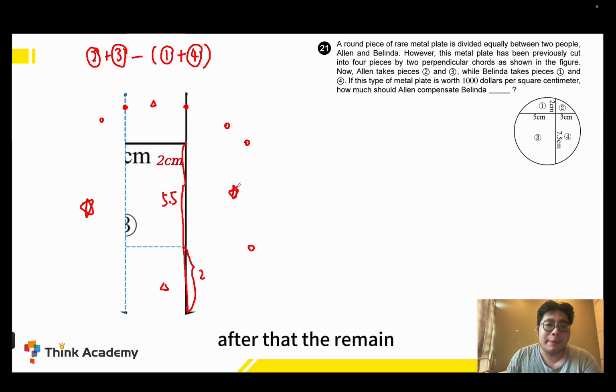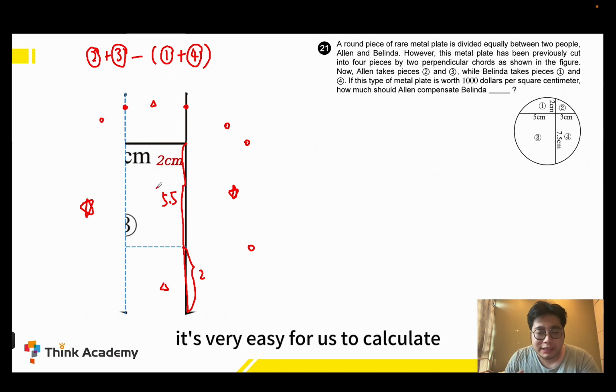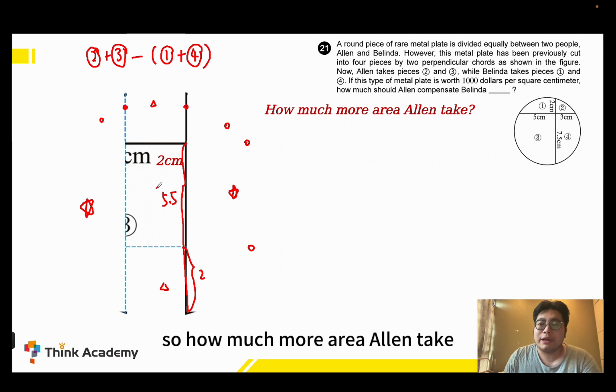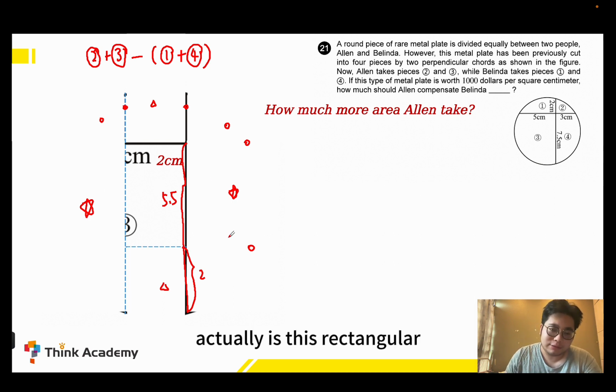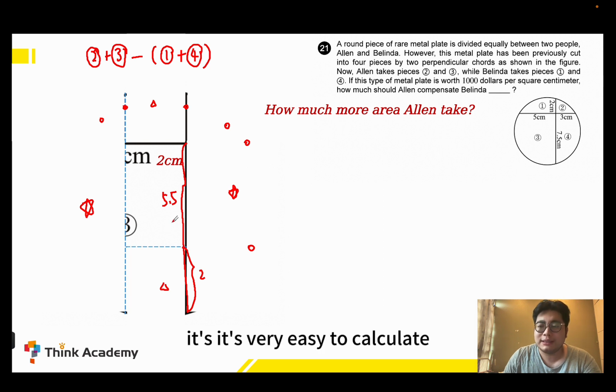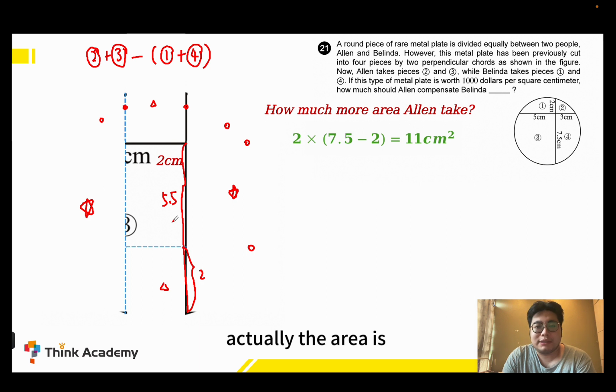After that, the remaining part is just the medium rectangle. So it's very easy for us to calculate this kind of rectangle. So how much more area does Alan take? Actually, it's this rectangle. We already know the two sides are 2 centimeter and 5.5 centimeter, so it's very easy to calculate. The area is 2 times 7.5 minus 2 equals 11 centimeter square.